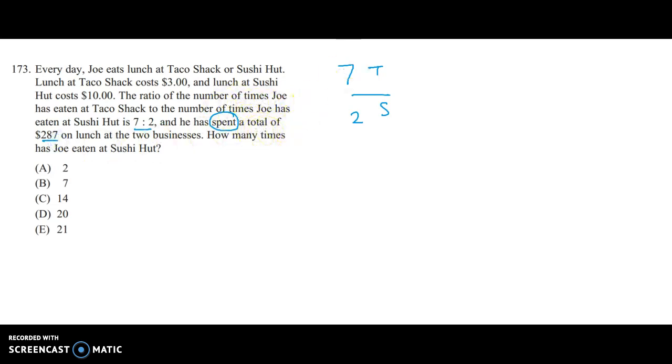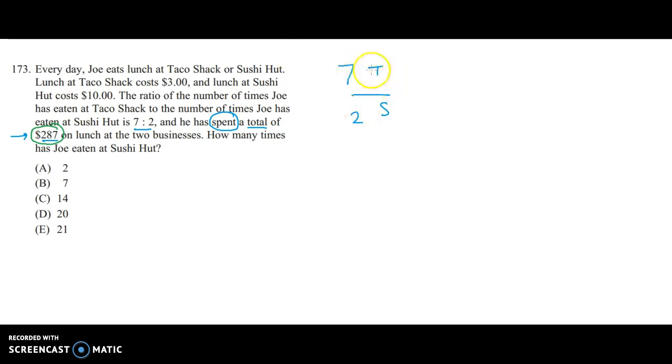Okay, so now there's a couple of keywords here that we want to highlight. Number 1, total. We're dealing with a total here, so we're probably going to have to combine these things together, like we've been doing in the previous videos, in order to find some sort of total. But it's not a total number of times that Joe has eaten at these places. It's the amount of money that is spent. So we're going to want to figure out, if I ate 7 times at the taco place and 2 times at the sushi place, what did I spend? Because if we're going to use the total amount of money spent as a comparison, we need to know the costs of visiting these places.